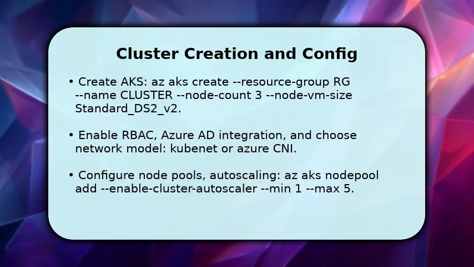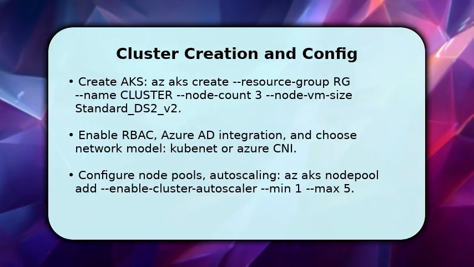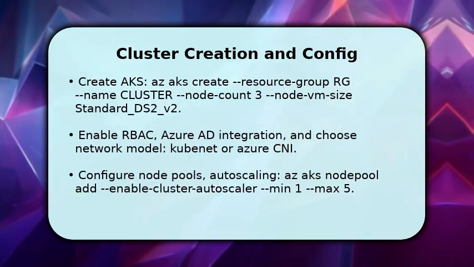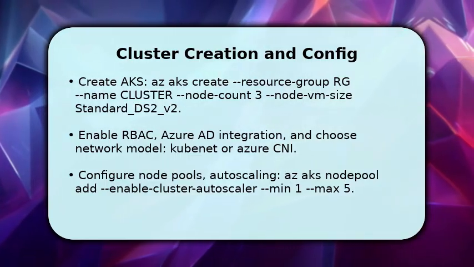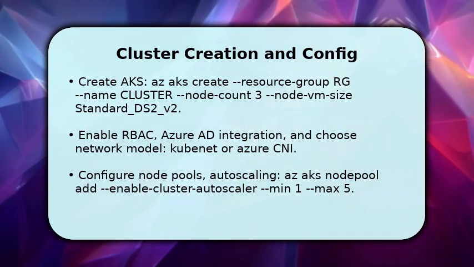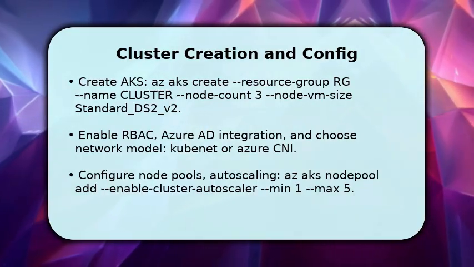Now you create and configure the cluster. Use az aks create with node count 3 and a suitable VM size. Enable RBAC and Azure AD integration for secure access. Choose networking: kubenet if you want simpler IP management, or Azure CNI for pod IPs in the VNet. The choice affects scale and IP planning.